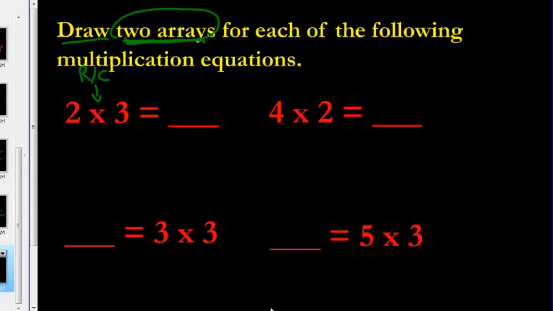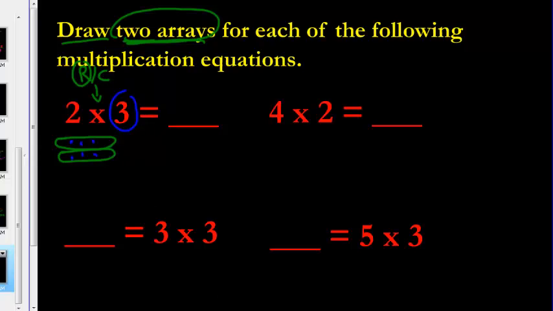So doing this here, 2 times 3 means, let's start with rows first. We need 2 rows. So here's row 1 and here's row number 2. And we're going to need to put 3 inside of each row. So we're going to put 1, 2, 3, 1, 2, 3. Line them up carefully, and that's our first array.